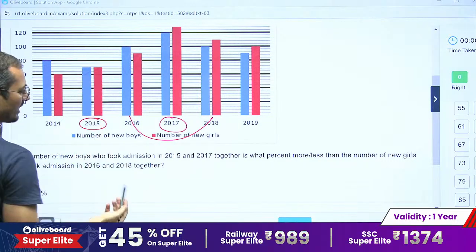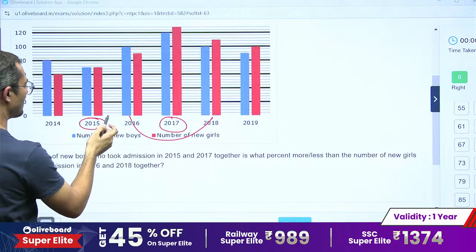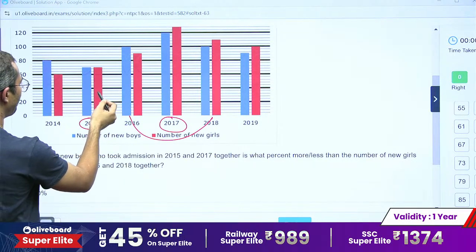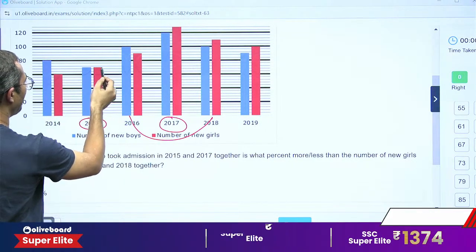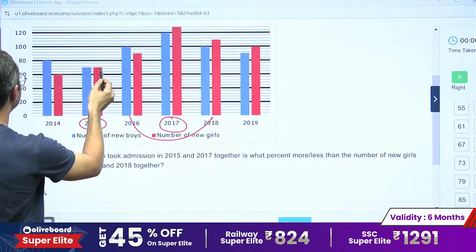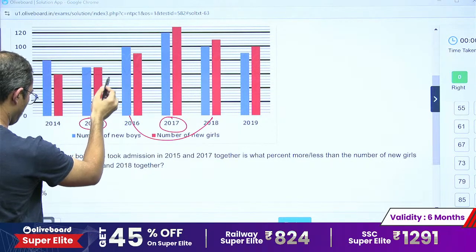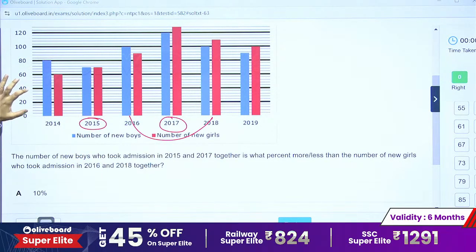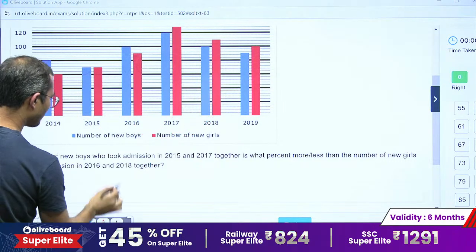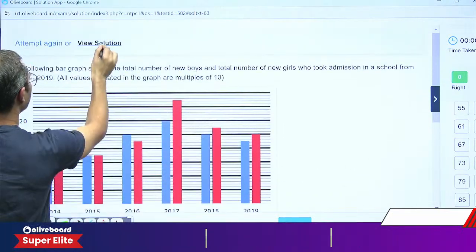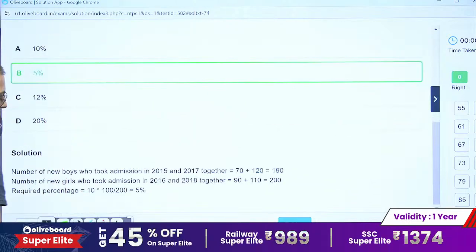See, we can calculate it by the boxes, right? So we have 5, 5, 10 or 5, 15 and see, it will take time, right? So we can view the solution. See, we have to take the data. Okay, so 5% is the right answer.